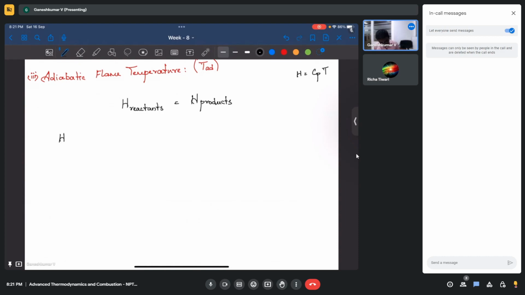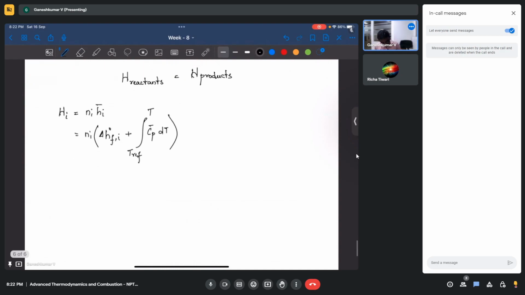So H of any reactants is nothing but Ni times Hi bar, which is Ni times delta H naught f, the formation enthalpy, plus the integral from the reference temperature to that temperature of Cp, also on a molar basis, times dT. This is how you write enthalpy for any species, any product species or any reactant species. So having said that, let's try to find the enthalpy of reactants.